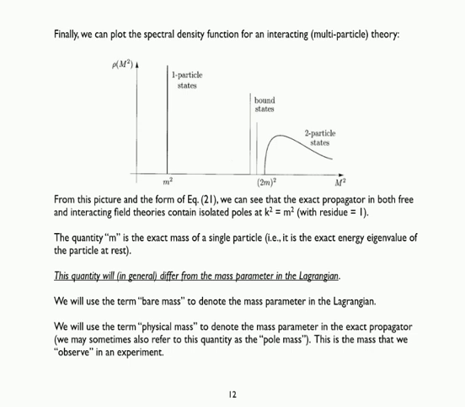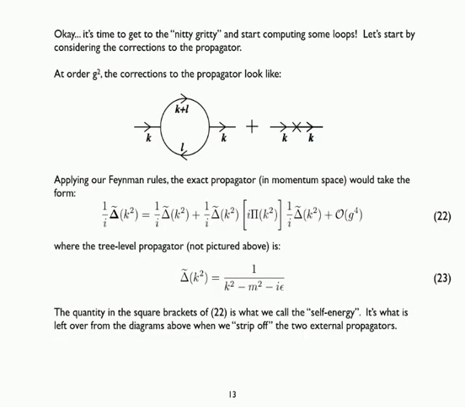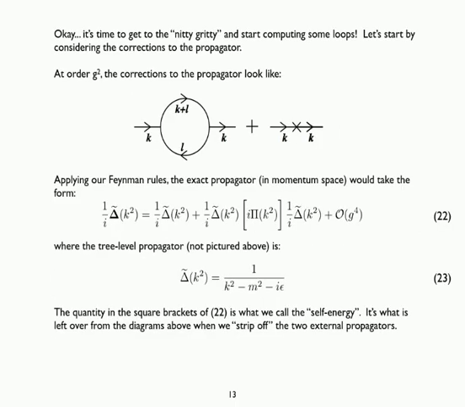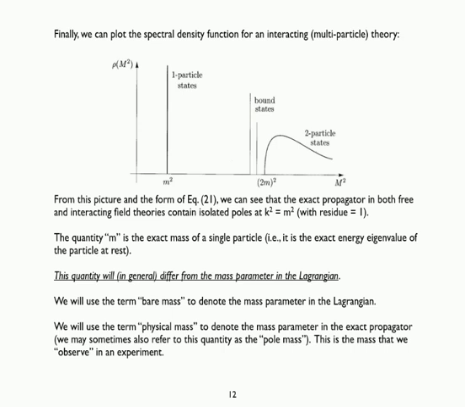But the main idea is that the mass term that we write down in the Lagrangian isn't necessarily the physical mass, okay? Because the loop corrections are going to make corrections to the mass parameter, and we'll see that kind of explicitly. The physical mass is different than the bare mass. Yes.